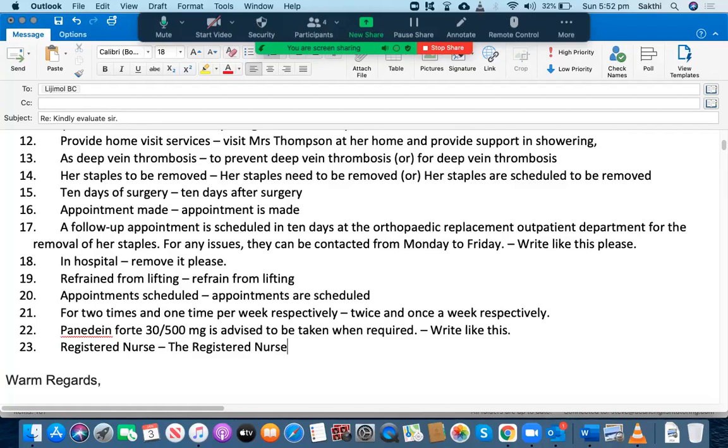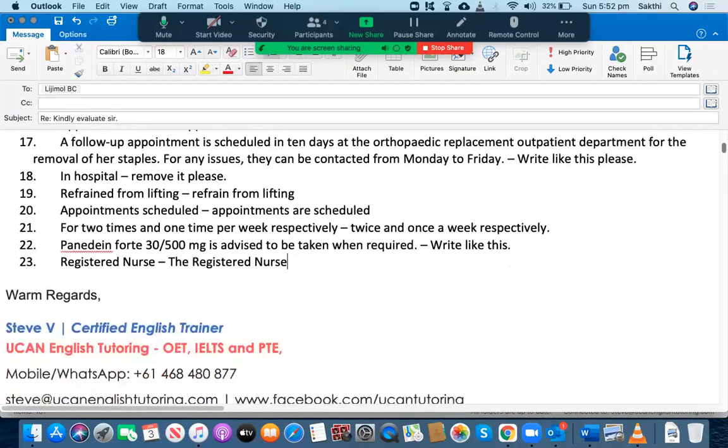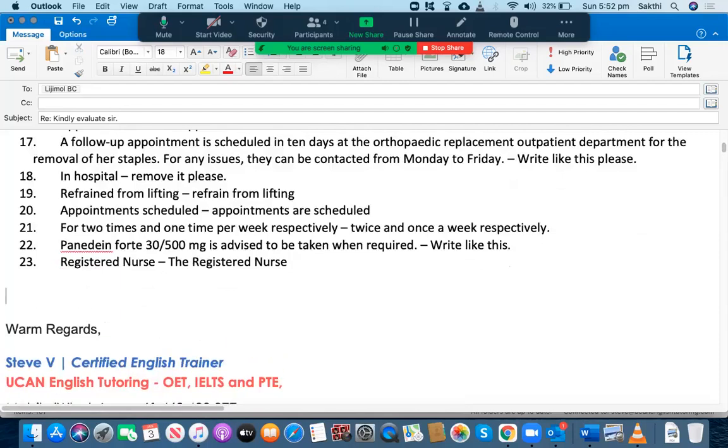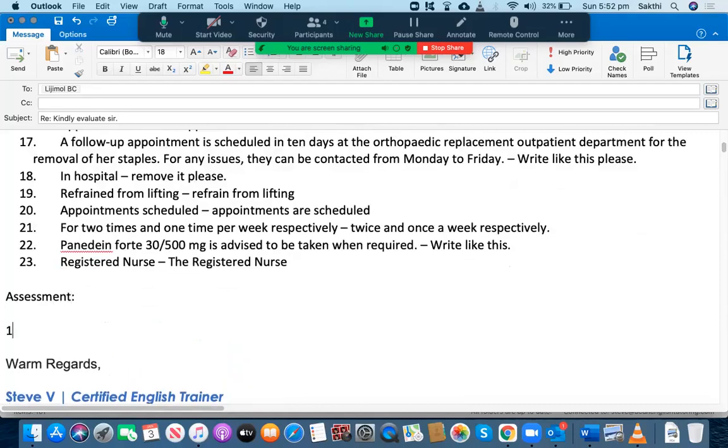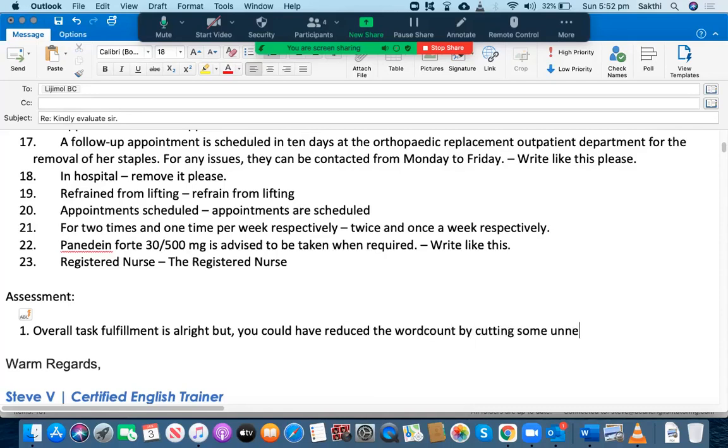All right, so let's go through the case notes and see whether you have included all the relevant case notes. Okay, but before then, let me assess all the other factors. So one is overall task fulfillment, which is all right, but you could have reduced the word count by cutting unnecessary words. Okay, you could have replaced them.